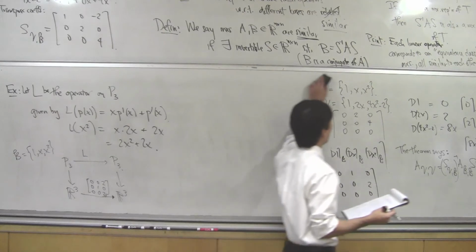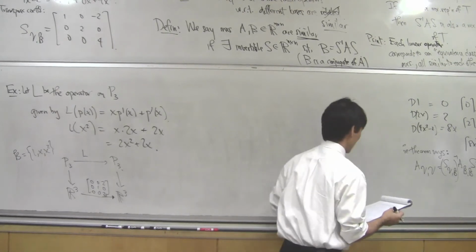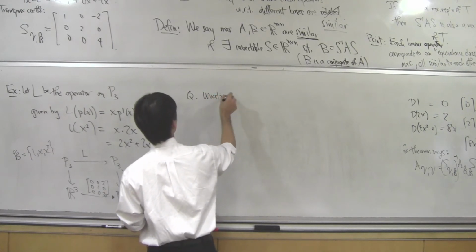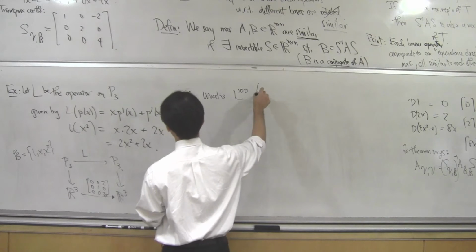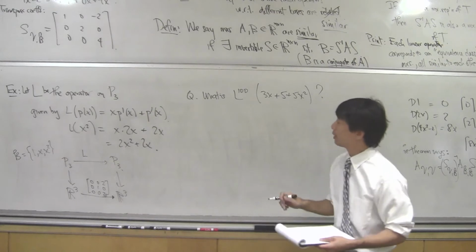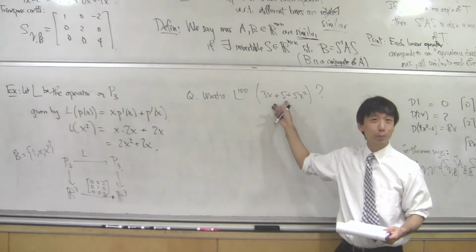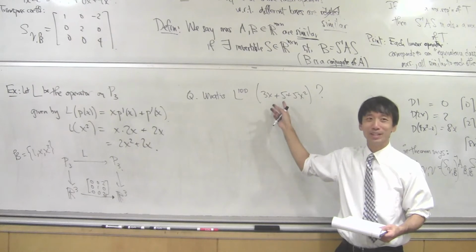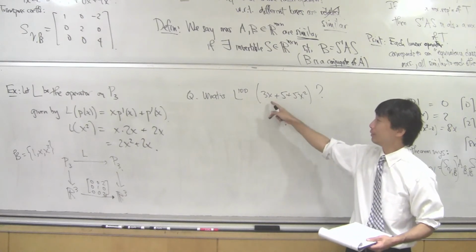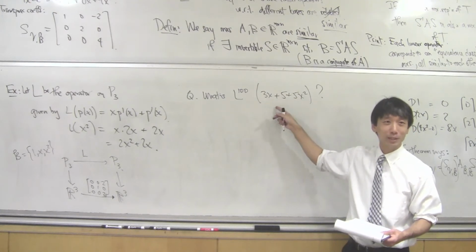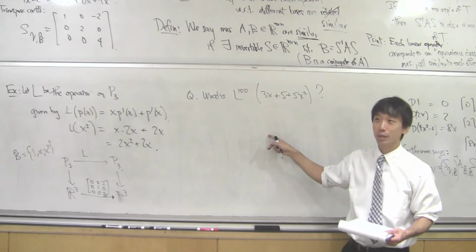So suppose I say, the question is, what is L^100 of 3x plus 5 plus 5x squared? So I want you to take this thing and apply the operator to it 100 times. Go. It's awful, right? You have to differentiate this, multiply it by x, and add on the derivative, then do that again, then do that again, do that 100 times. You could do it.